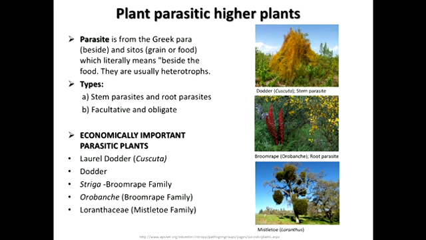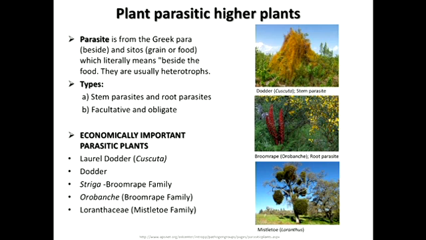So plant parasitic higher plants are also considered as pathogens. I will be giving a very good example of a plant parasitic higher plant in the next half an hour. So if you just take a look, you can see that there are two categories of plant parasite. One is stem parasite, another is root parasite. So did you see any of these parasites before? Anybody? Okay, yeah. So we will be giving a very good example of that plant parasite.